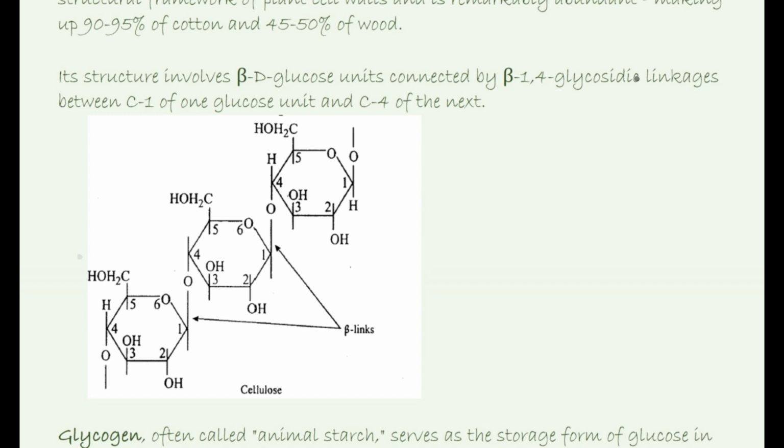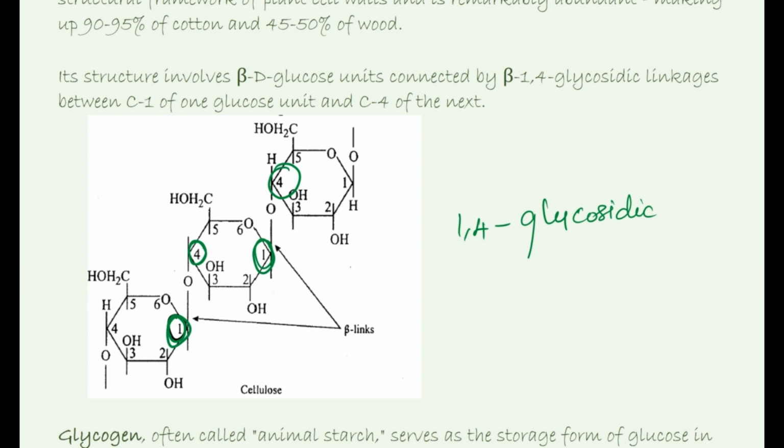You see, 1,4: from the first position to the fourth position, and then again first position to fourth position. This is what is meant by 1,4 glycosidic linkage. Okay, so these are beta structures. You can see this is a beta glucose structure, and that's why we are saying beta 1,4 glycosidic linkage.